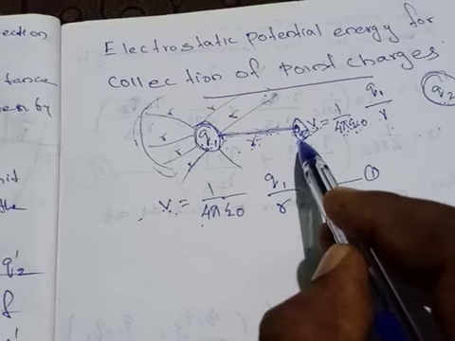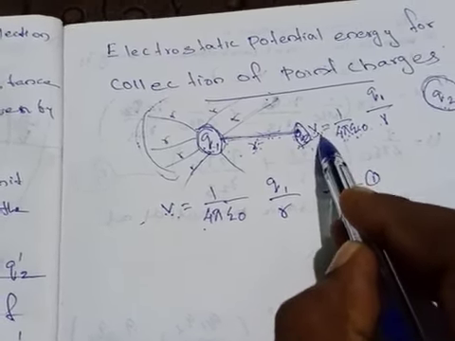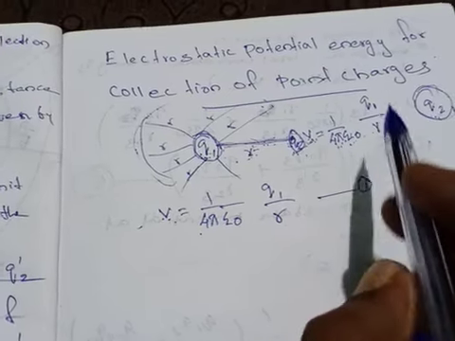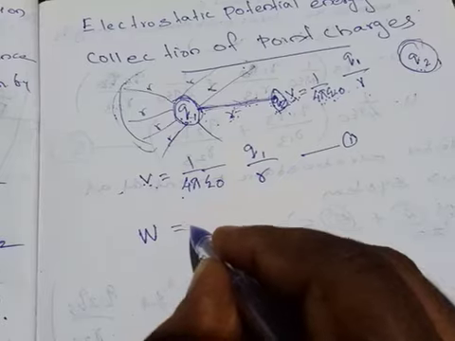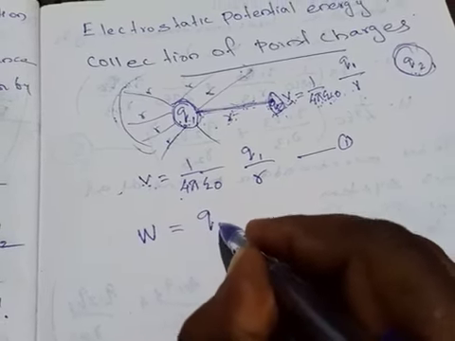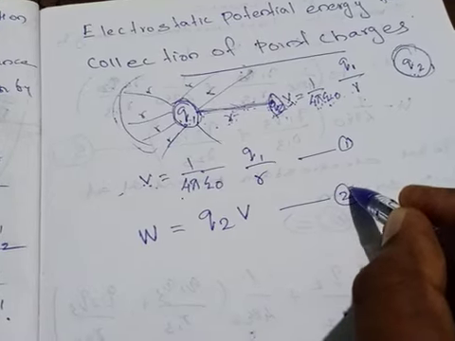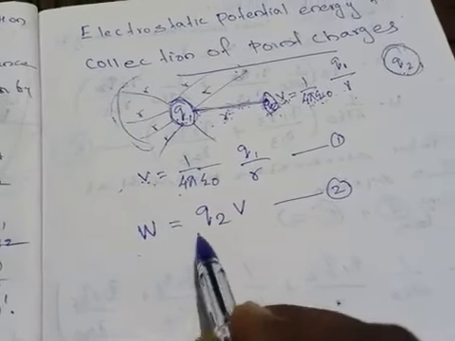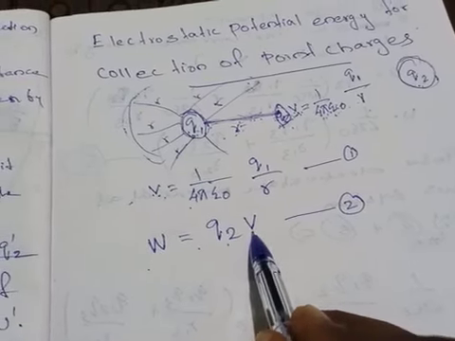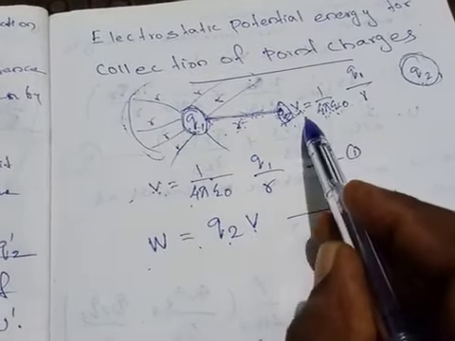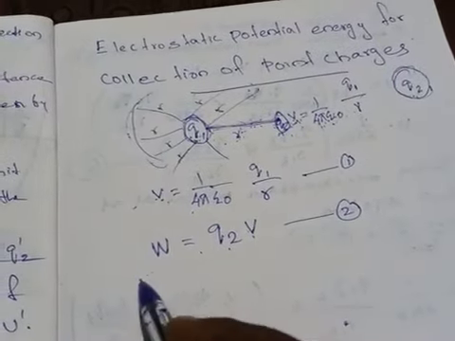Equal to the product of this charge Q2 and its electrostatic potential. So you can write an equation, W is equal to Q2V. Keep this as equation 2. So the work done is equal to the product of the charge Q2 and the electrostatic potential at that point, 1 by 4 pi epsilon 0 Q1 by R.